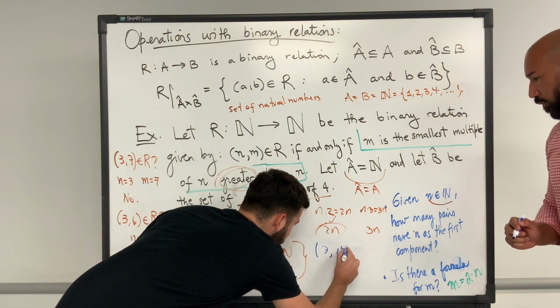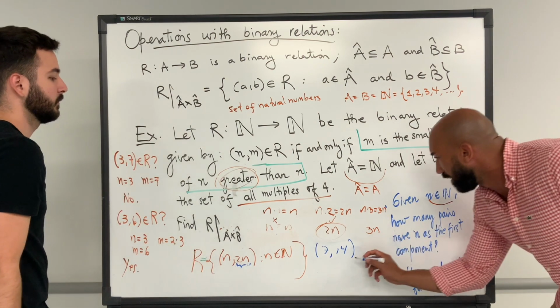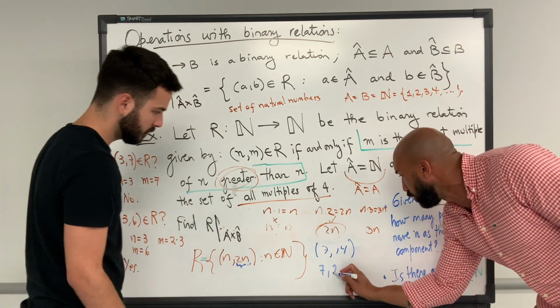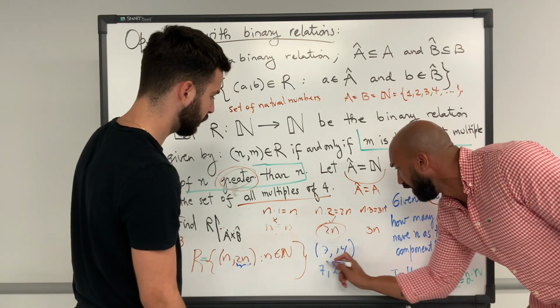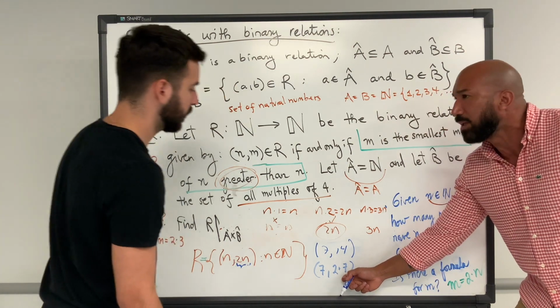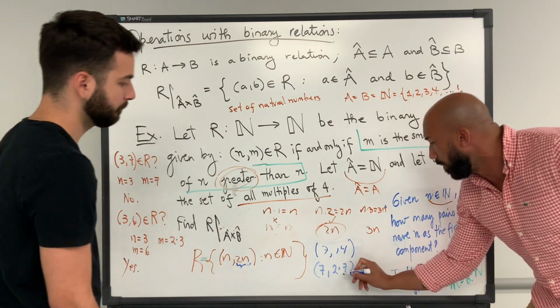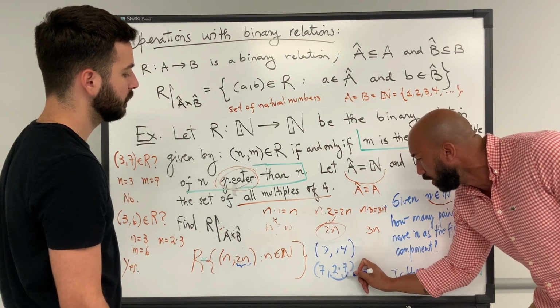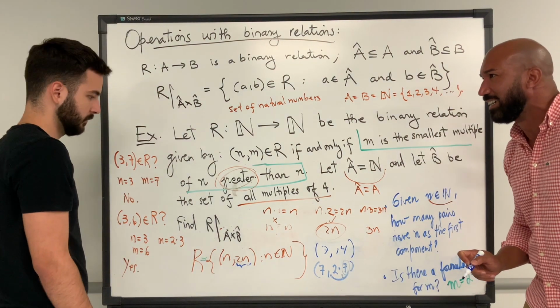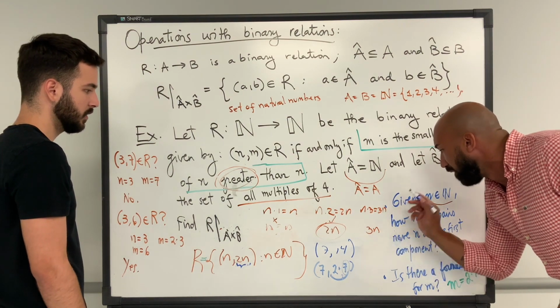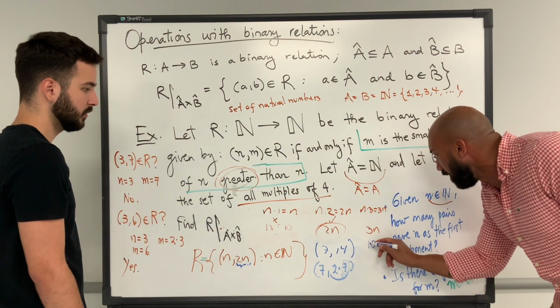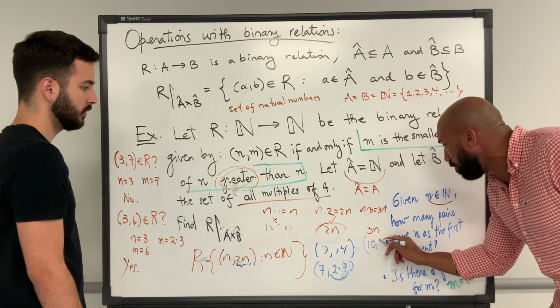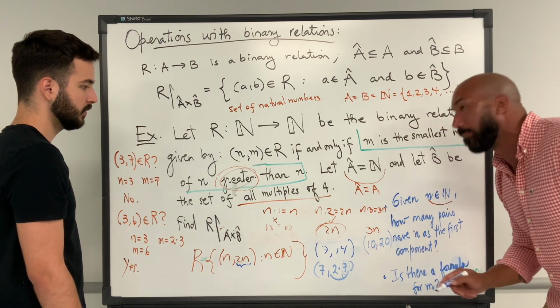7, 14, which we can write as 7, 2 times 7. So do you think that this pair is going to be in the restriction? No, because this is not a multiple of 4. And this is not a multiple of 4 because 2 is not a factor of n. Yes or no? Yes. But if you have, let's say, n equals 10, that means that the pair is 10, 20.